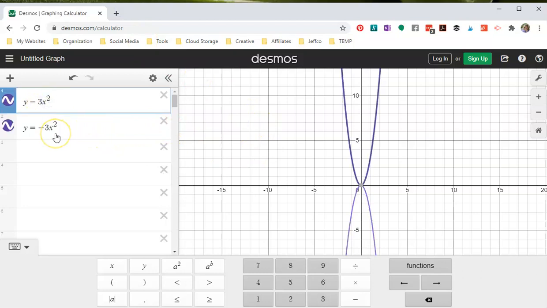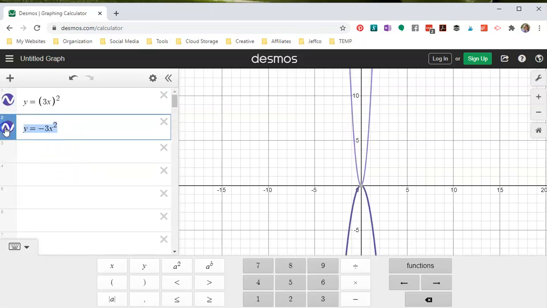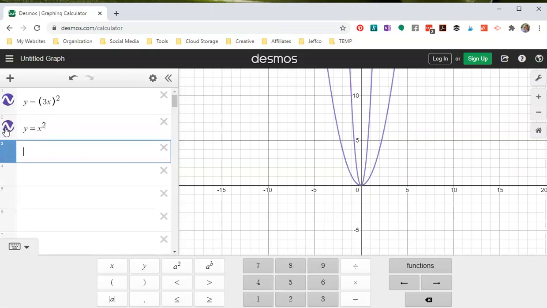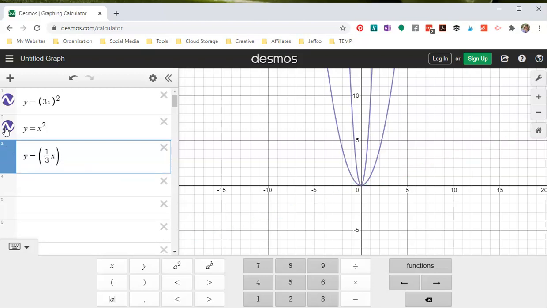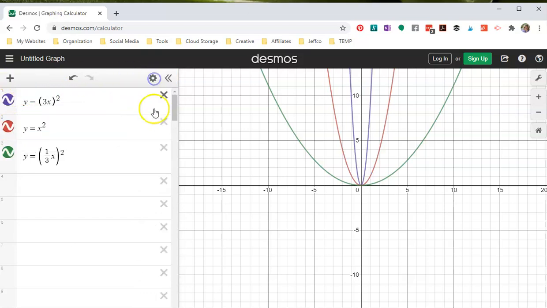So let's change this to have those parentheses around the 3x. And then we'll do the same thing. Let me add my y equals x squared as my base that we want to compare it to. And then y equals, in parentheses, 1/3 x, the whole thing squared. And I want to change colors again. I want these to look different so I can see them apart. Okay, so my base one is the red. That's my y equals x squared.